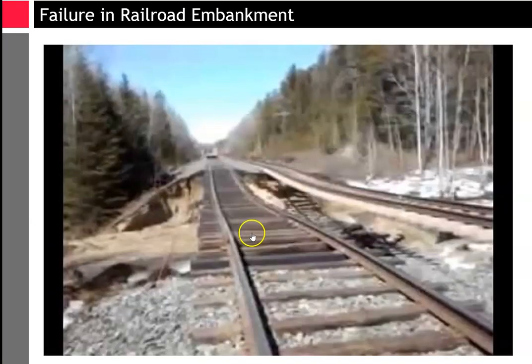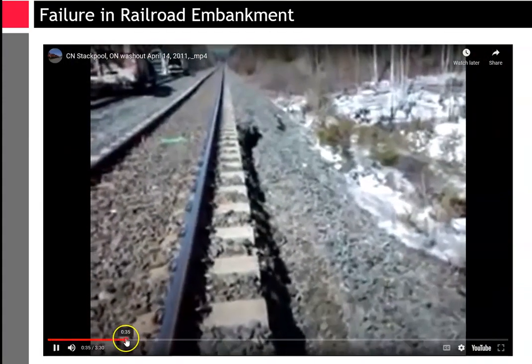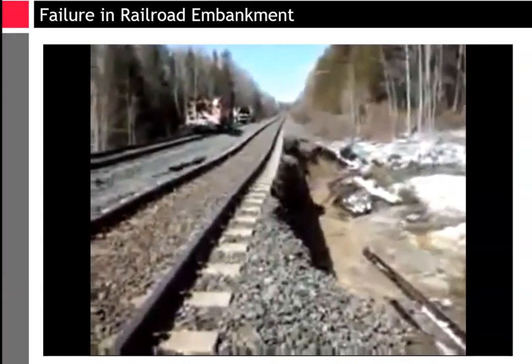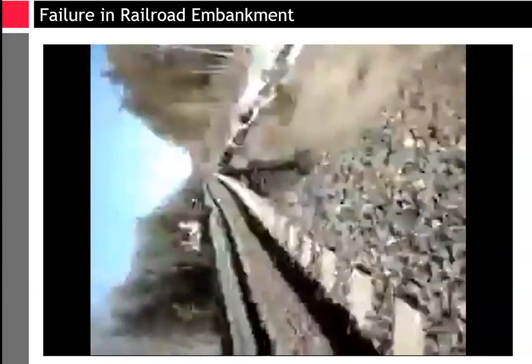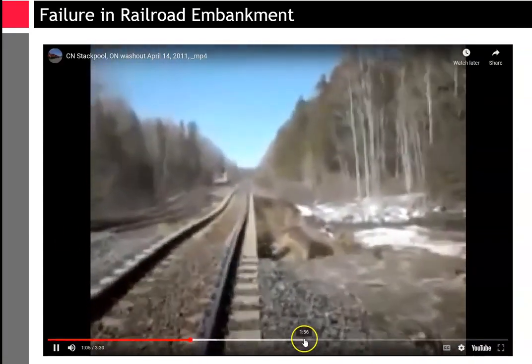We may also have failure in road systems and railway systems if we don't have proper understanding of the behavior of the materials that we use within and around these embankment systems, as you see here in these examples.